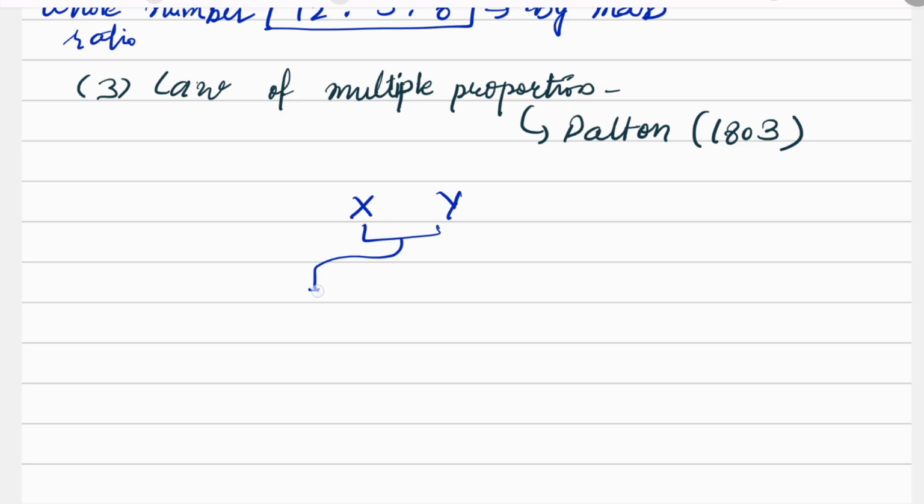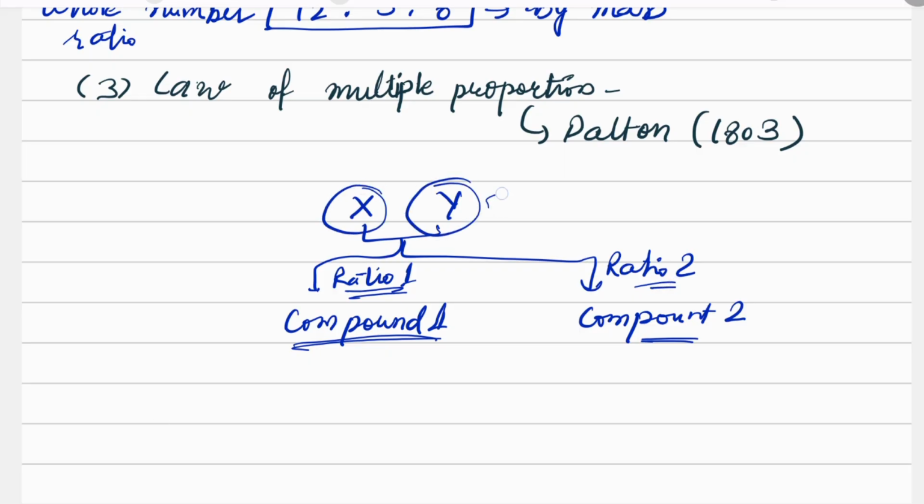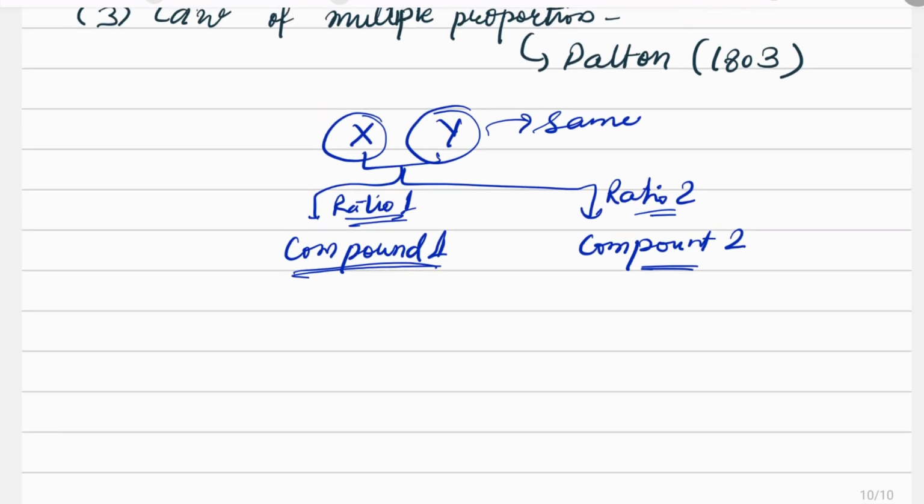Suppose they are combining in ratio 1. They will form a compound 1. If they are combining in another ratio, the ratio is different, and once again we are talking about ratio by mass, so they will form the compound 2. Both these compounds are different, but their ratios are also different, and elements are same.